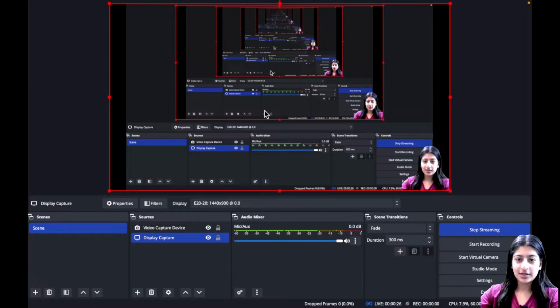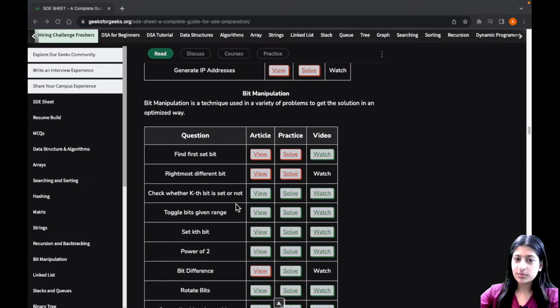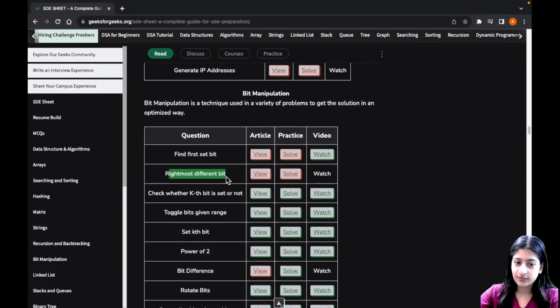Okay, so let me show you the problem for today. From your SD sheet, we are starting off with bit manipulation, and the question that I'm going to start with is rightmost different bit. So let's have a look at the problem.